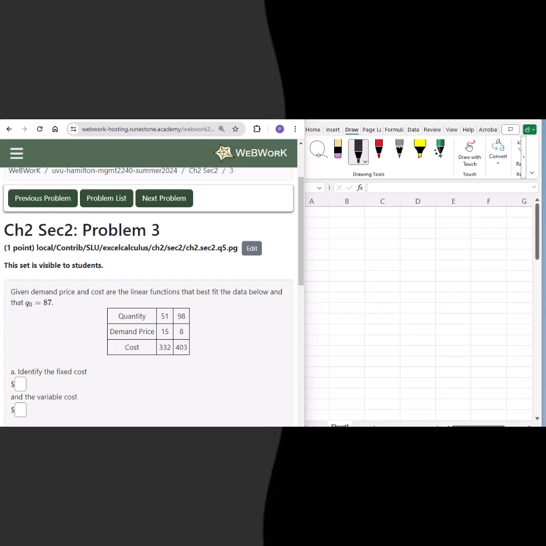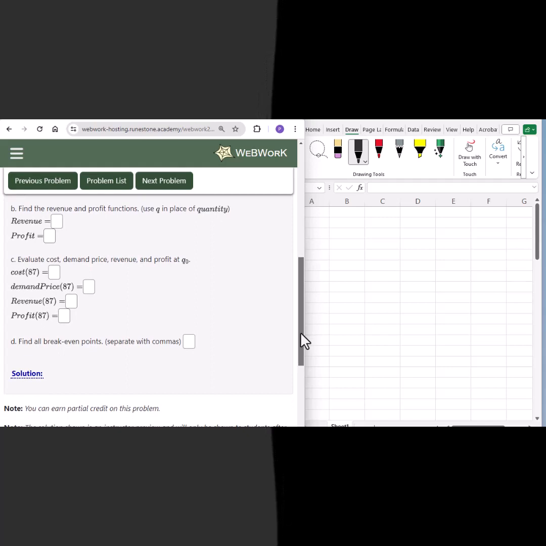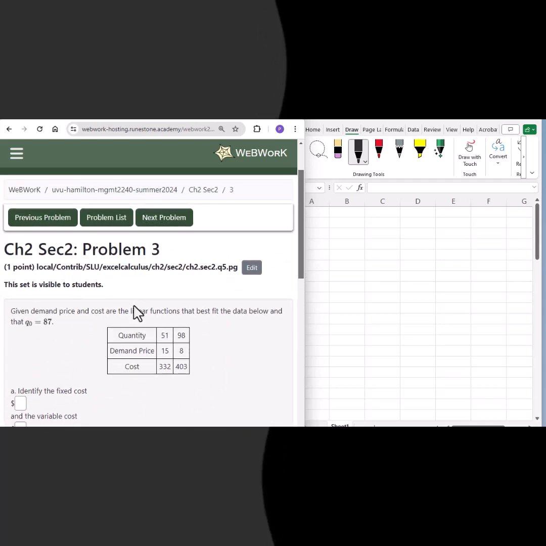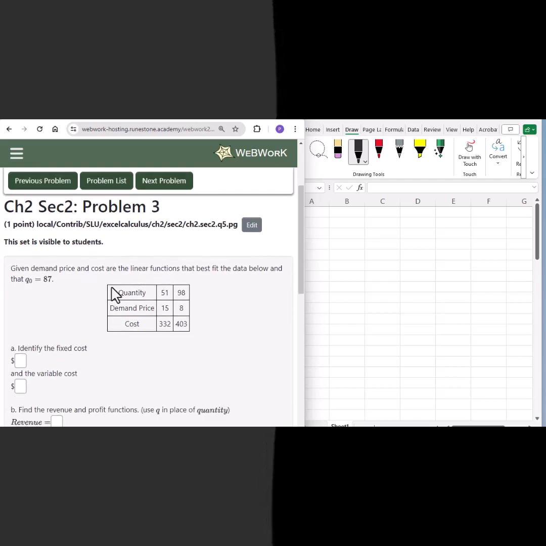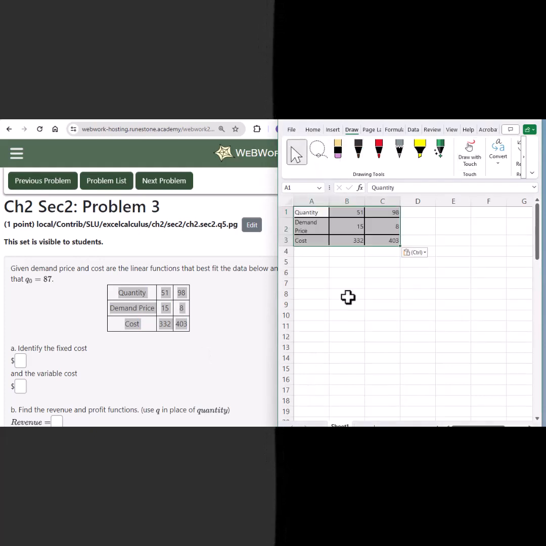On this problem, we're asked the same questions that we were on the previous two problems. Find the fixed cost, variable costs, so revenue, profit, break even, so forth. The difference is our starting point. Instead of giving us the equation, they've given us data. So let's bring this into Excel, and we'll have Excel create the equations for us through models.